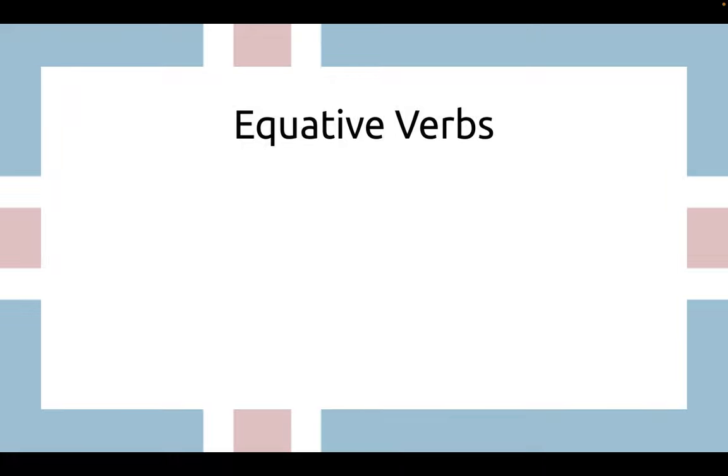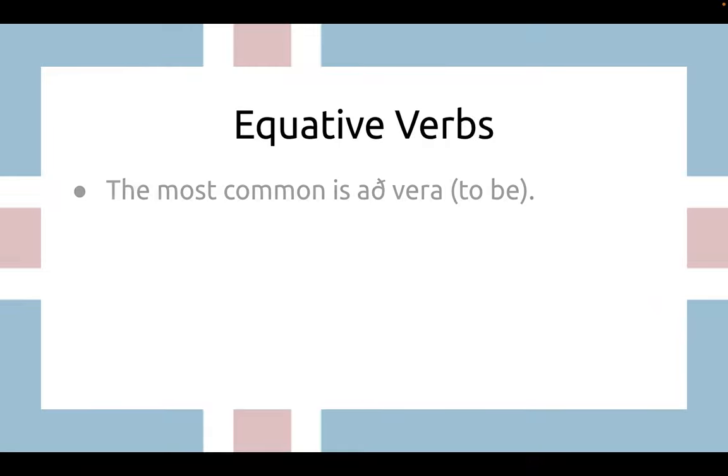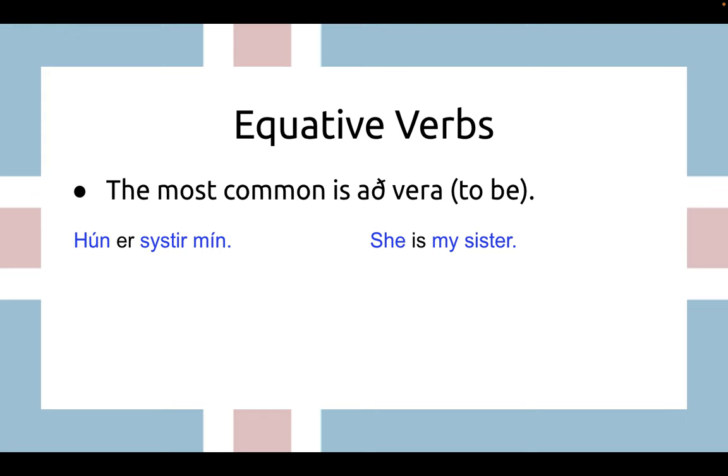The next situation where you use a nominative word is with what are called equative verbs. An equative verb is a verb that connects two ideas and says that one is like the other. The most common is að vera, to be. For example, hún er systir mín. She is my sister. It's saying that one thing is similar to or compared to the other.